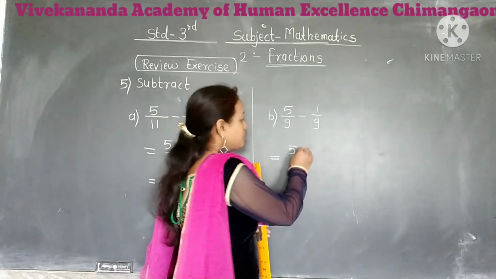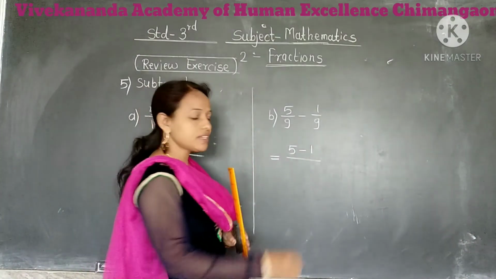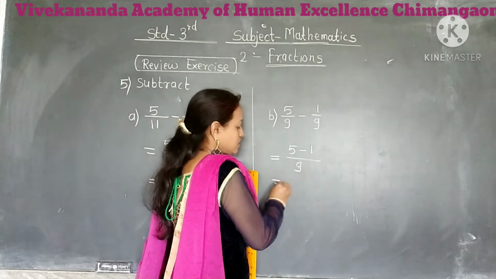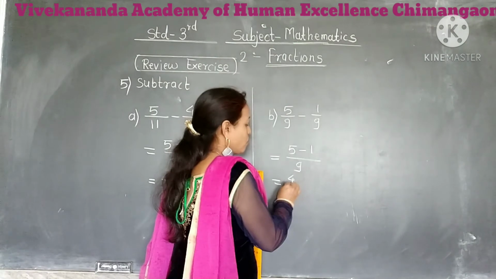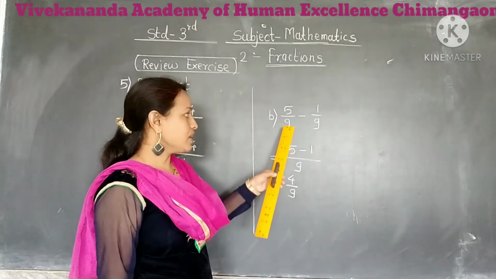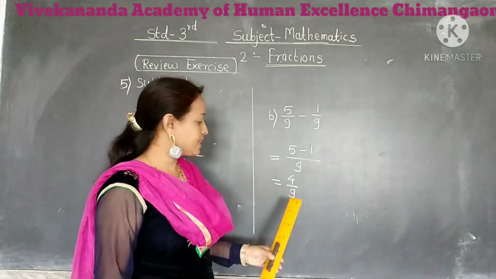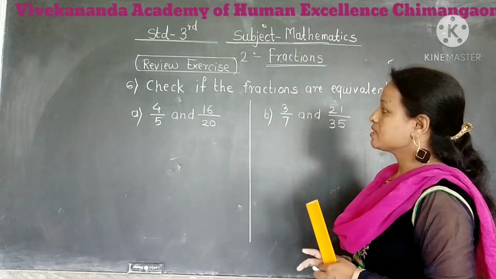So we subtract 5 minus 1. And common denominator is 9. So 5 minus 1, 4. And common denominator 9. In this way we subtract 5 upon 9 minus 1 upon 9 and we get its answer 4 upon 9. Next, question number 6.